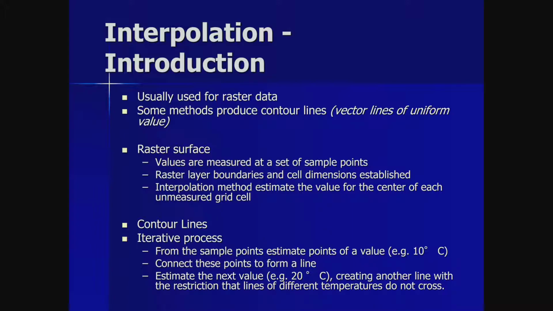So we talked about how it's usually used for raster data. The contour lines are usually a byproduct, the second step. But there are some software packages that create vector lines straight as the result of these interpolation algorithms.